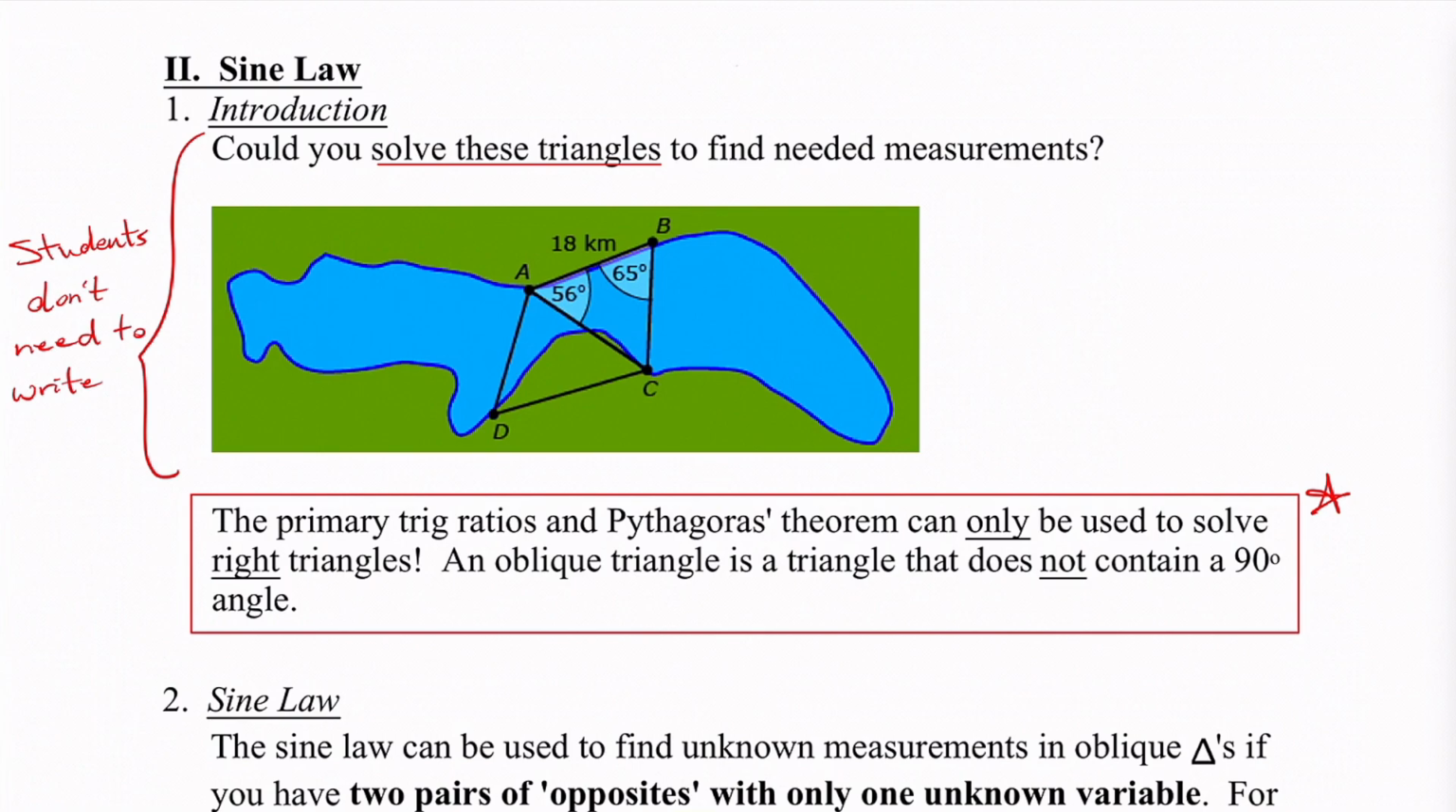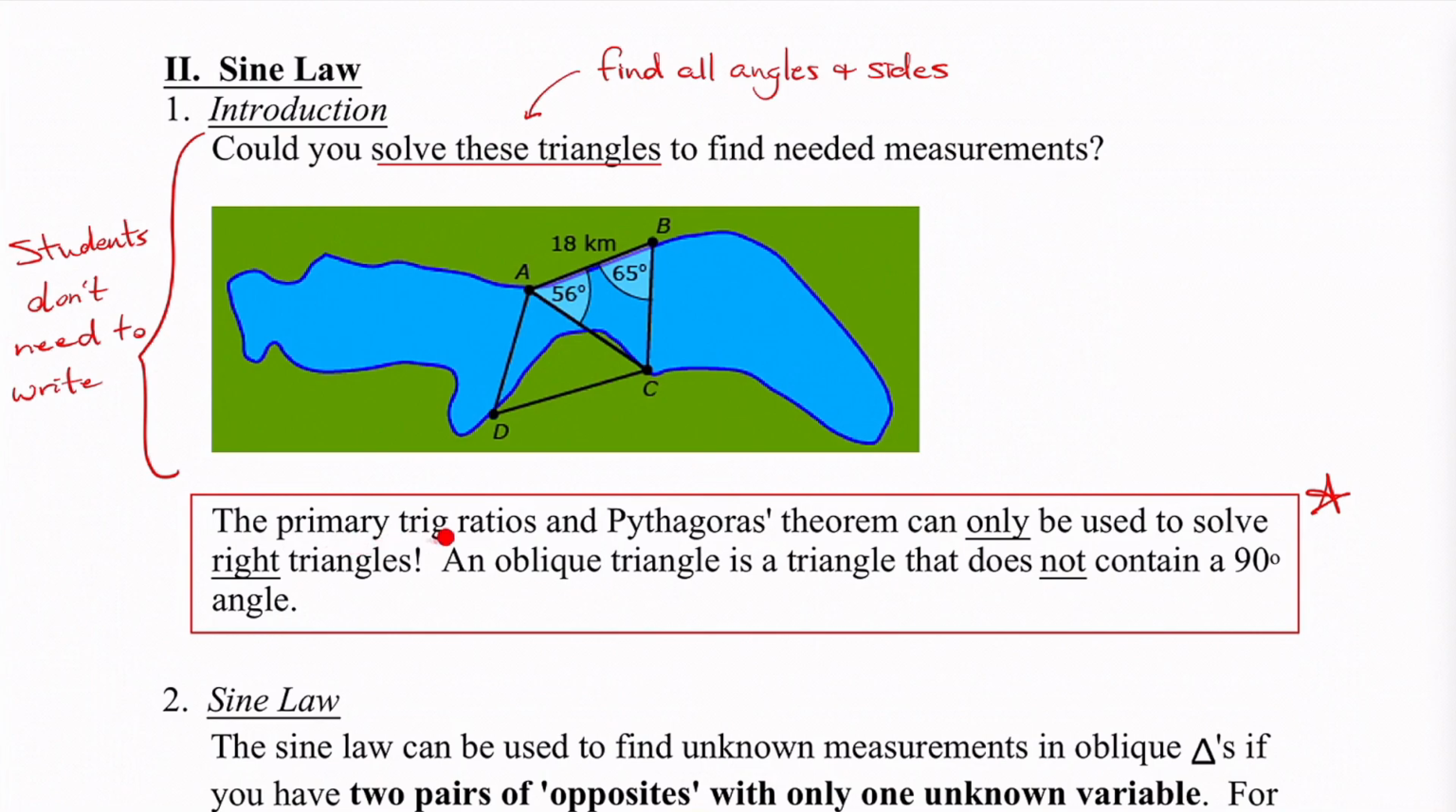To begin with though, if you're writing out the notes, don't write out this part. You can look at it and think about the question. It says, could you solve these triangles? And the word solve, whenever you're solving a triangle, if you remember, meant to find all the missing angles and all the missing sides. So looking at the diagram, could you find all the missing angles and all the missing sides? Looking at the triangles, I don't see any 90-degree marker or an angle stated to be 90, so I can't use the primary trig ratios and I can't use Pythagorean theorem.